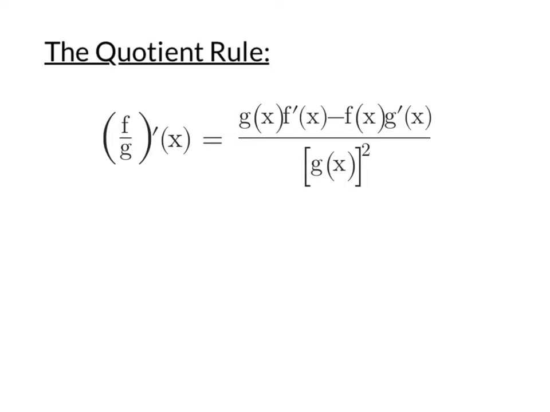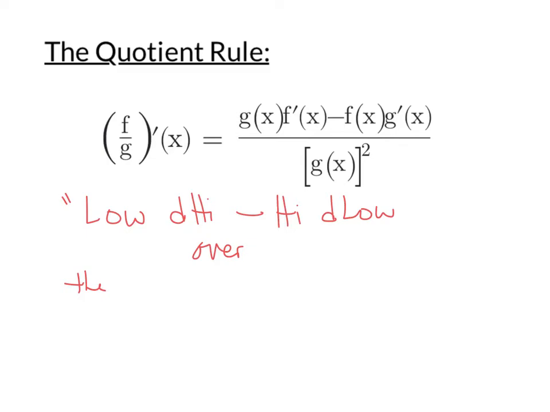So one way to help with this, what you can say to yourself instead of g's and f's primes and all that, I was always told this saying: low d high minus high d low, over the square of what's below.